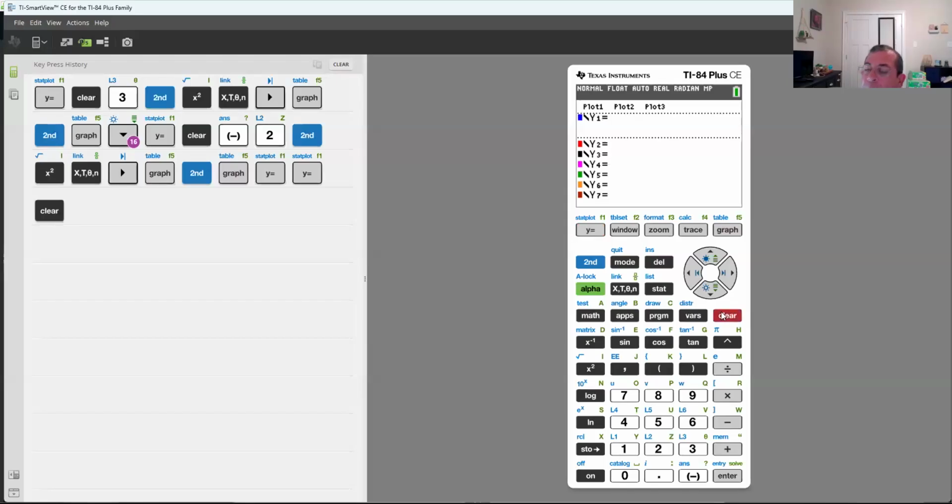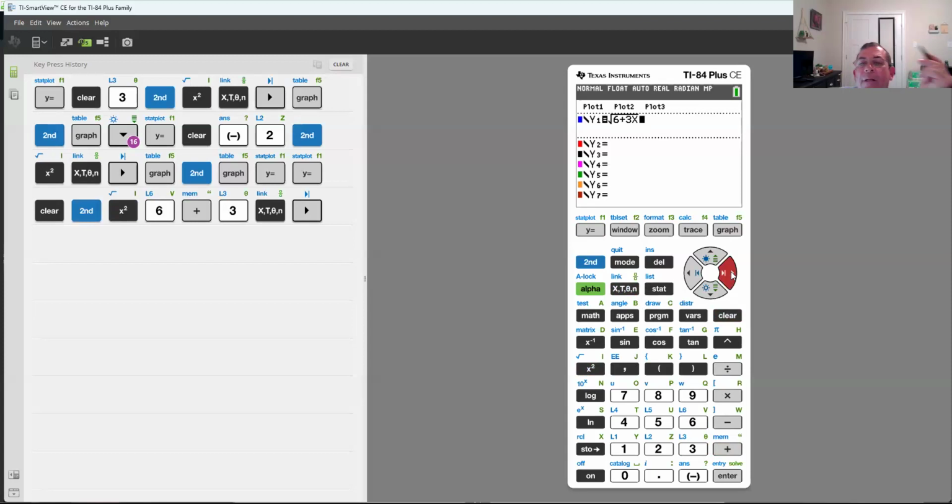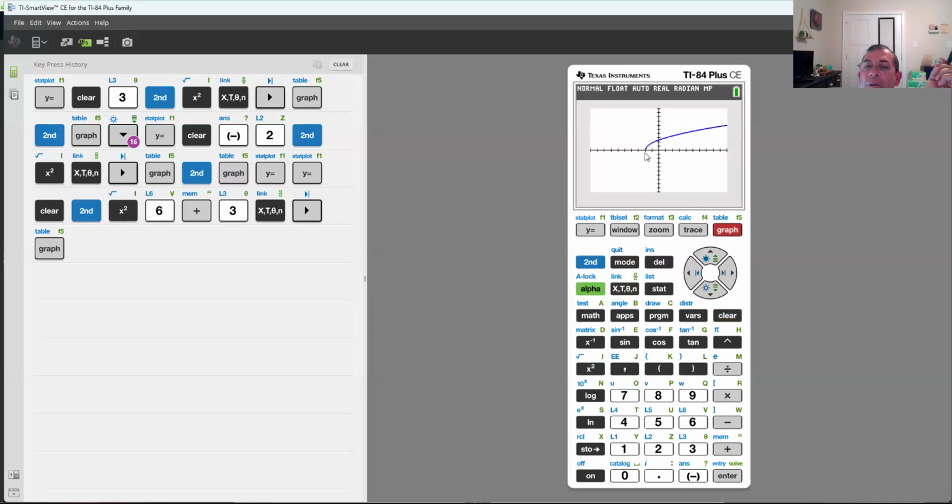So I'm going to clear that out. So the square root is second x squared. And then I'm going to put in a 6 plus 3x. All right, so I can still put all this in my calculator. I'm going to hit graph to see what it looks like. So it's still going uphill. But remember, since that stuff is being added, it actually moves my graph left, okay? And that's what sort of happened here, okay?